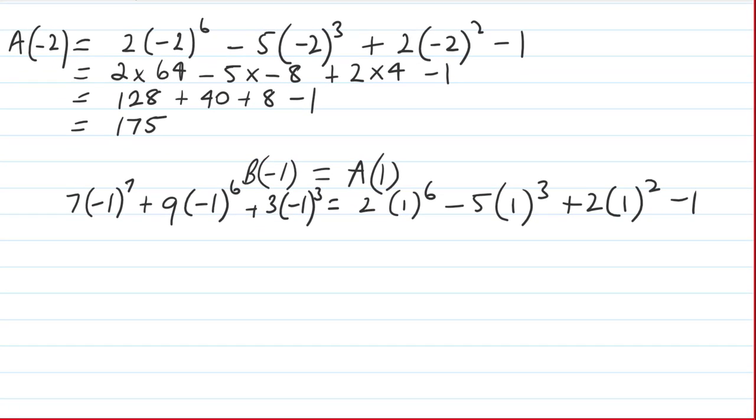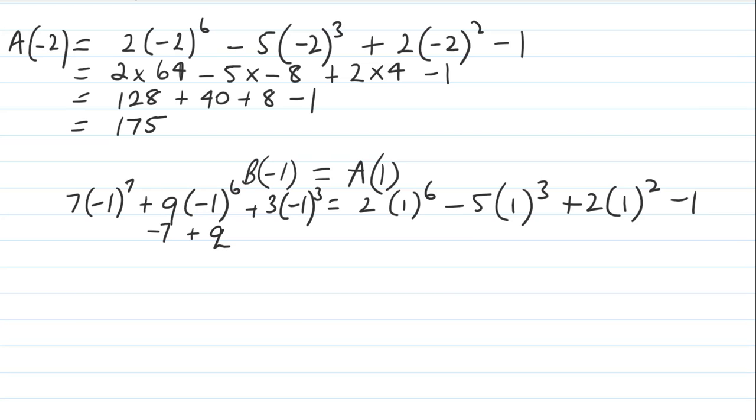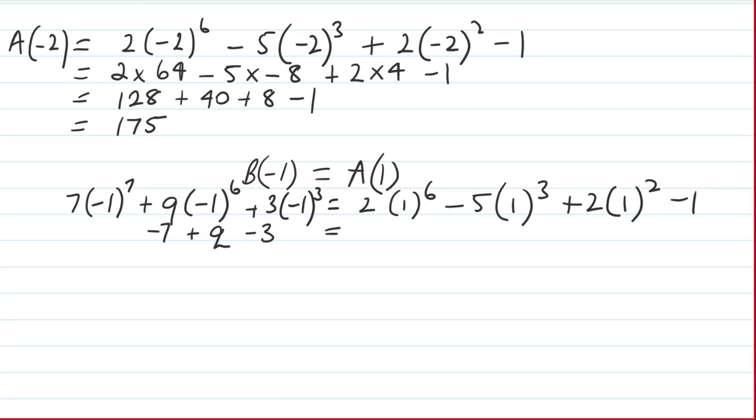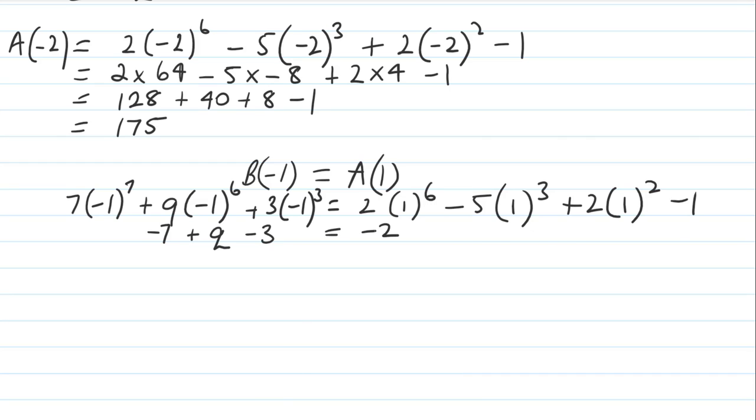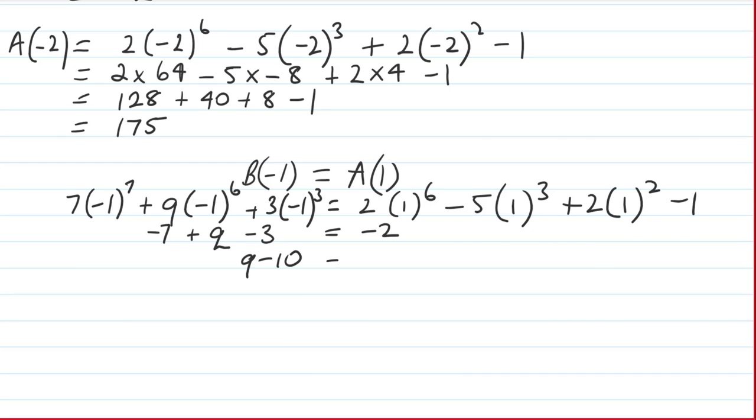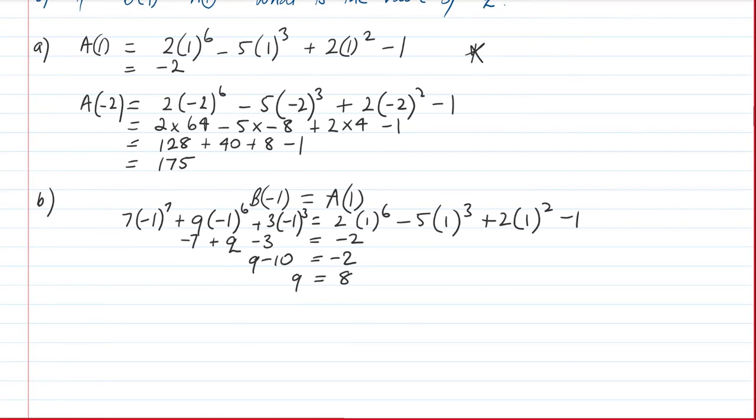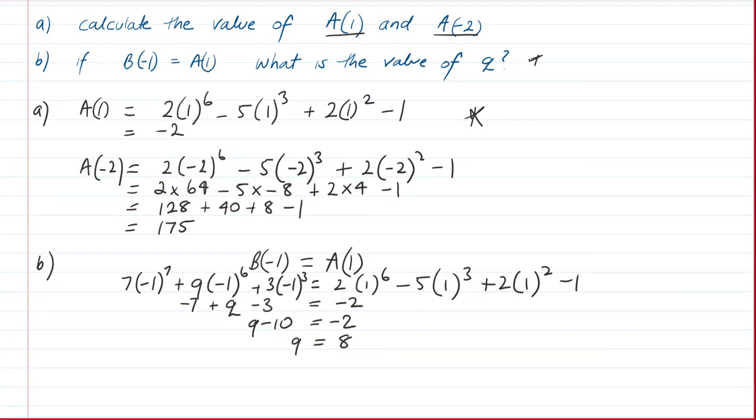And I'm going to evaluate this. So negative 1 to the power 7 is negative 1. This becomes negative 7 plus q. And this is 3, so that's negative 3, is equal to, and these values, we did it earlier, is negative 2. So I get q minus 10 equals negative 2, which means that q is equal to 8. And so I've solved for q, given some information about it. This is like hidden information, but it is there.